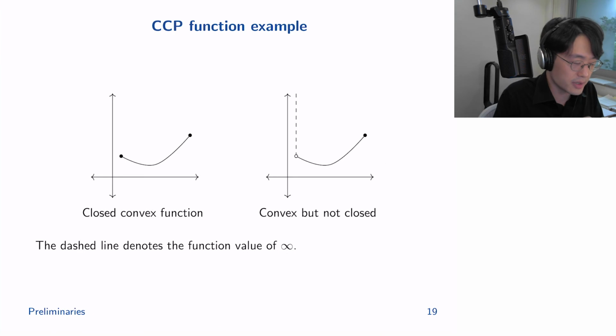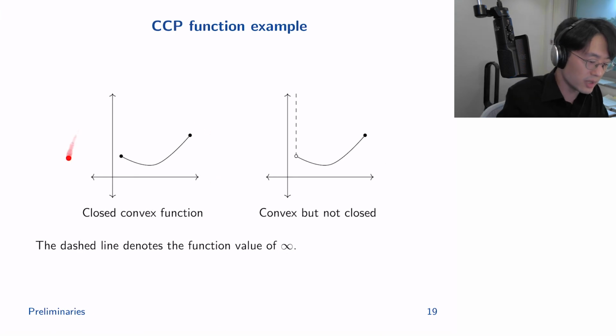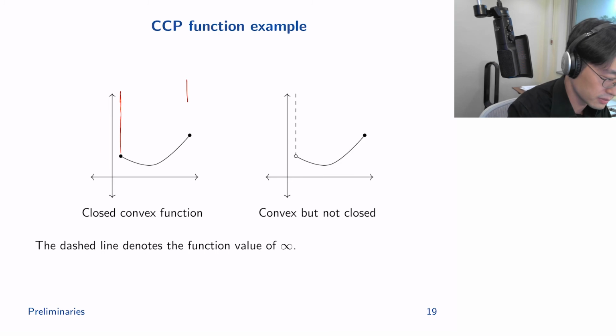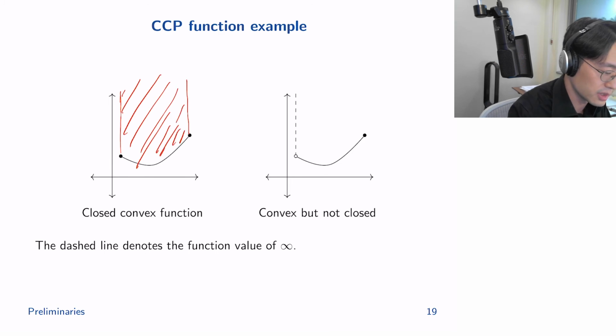Okay, so here is a visualization. This is a closed convex function. The idea is that between these two points, the function has finite value, and then outside this interval, the function takes infinite value. To draw the epigraph, this set, this is the set epi of f.